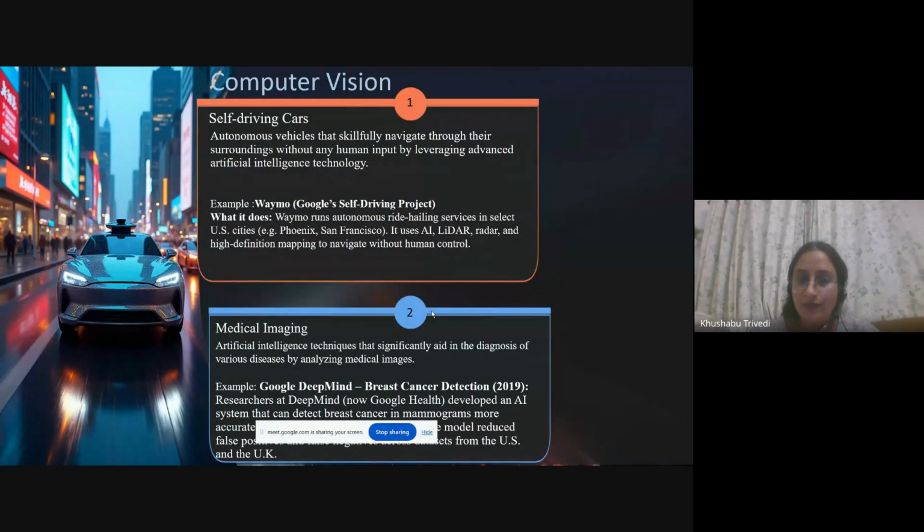Then in the medical imaging system, we are using AI techniques to diagnose various diseases by analyzing medical images. For example, DeepMind's breast cancer detection, in which they developed an AI system that can detect breast cancer in a more accurate way. So in the healthcare industry also, we are using AI techniques to diagnose diseases very accurately, so that all patients can benefit from AI and ML techniques.